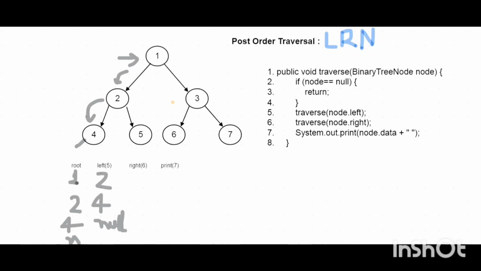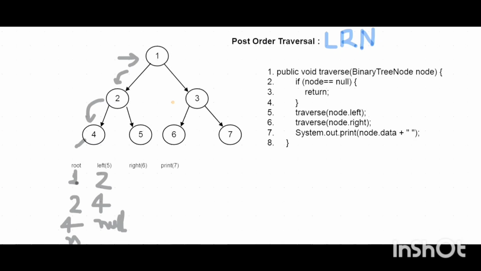From line number 5, null will be passed and null will be accepted here as part of node reference. So node will be pointing to the null. This if block will be true for the left side of node 4, that is null, and control will return from line number 3. So we are done visiting the left side of node 4. Left side is done. Since we have nothing to visit, I'll remove this null entry from here.